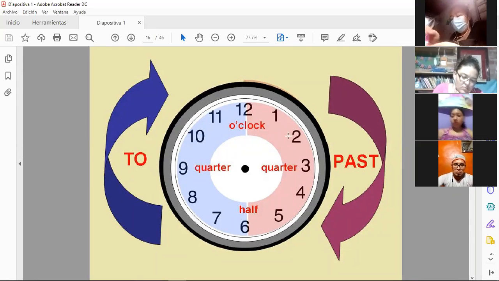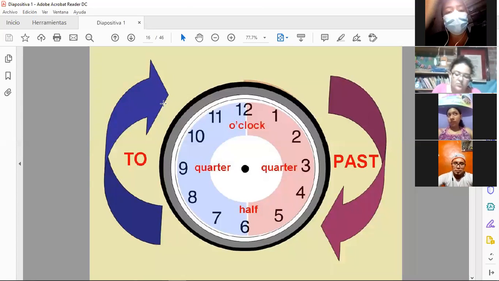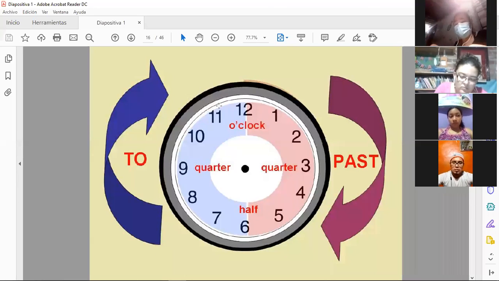When the minute hand is on this side, we said past or after. If it is from this way, you say to. If it is the exact hour, we say o'clock, okay?